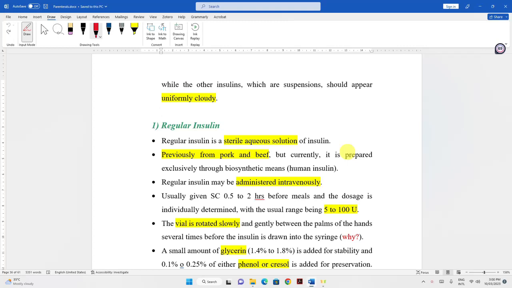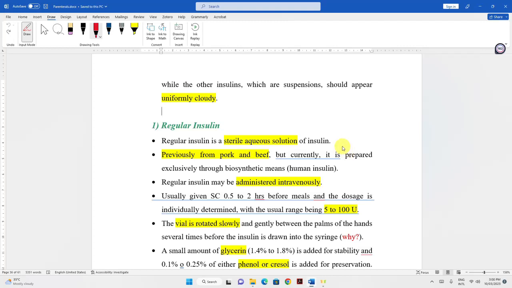Today we will talk about the last part of parenterals. If you remember in the second part, we ended talking about insulin, and today we will continue talking about insulin as an injection, as a parenteral preparation. You need to know that there are many types of insulin, and that's why you should be very aware and very vigilant to which type you dispense to the patient.